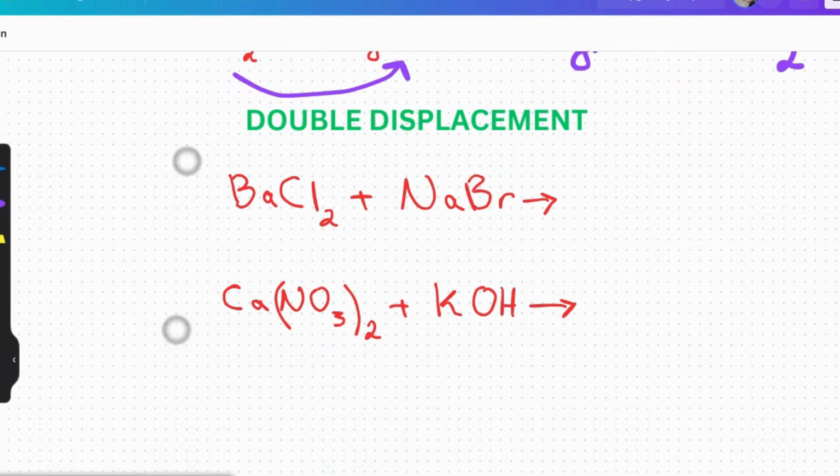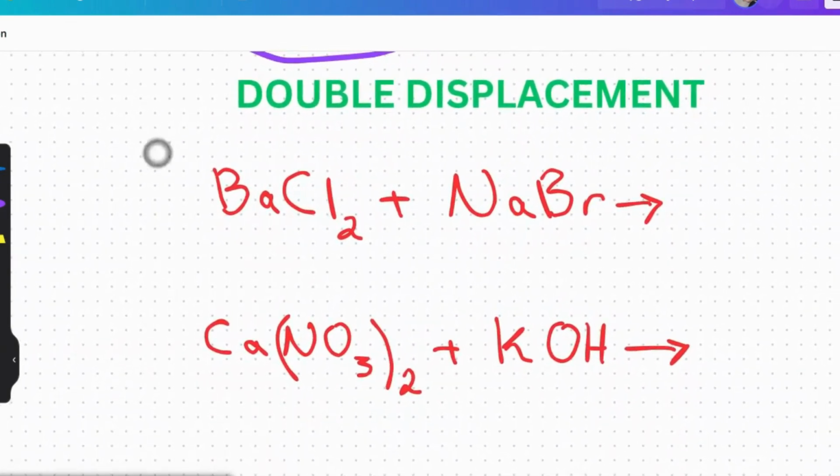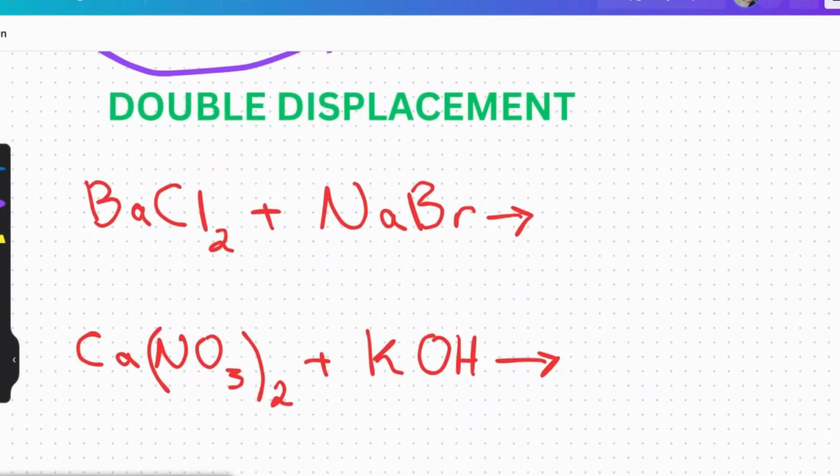Same goes for double replacement. Step 1 in double replacement is writing the charges. Ba in group 2, so it's plus 2. Cl group 7 minus 1. Na plus 1 group 1. Br group 7 minus 1.